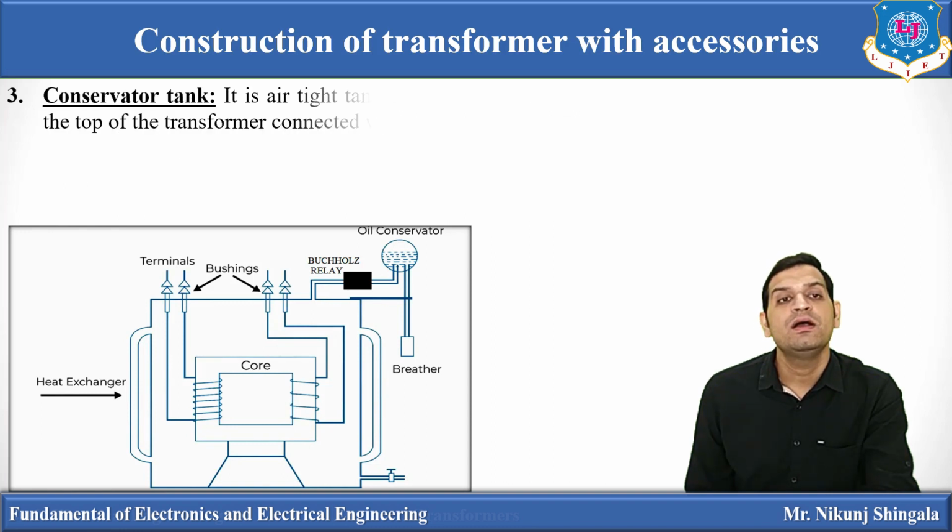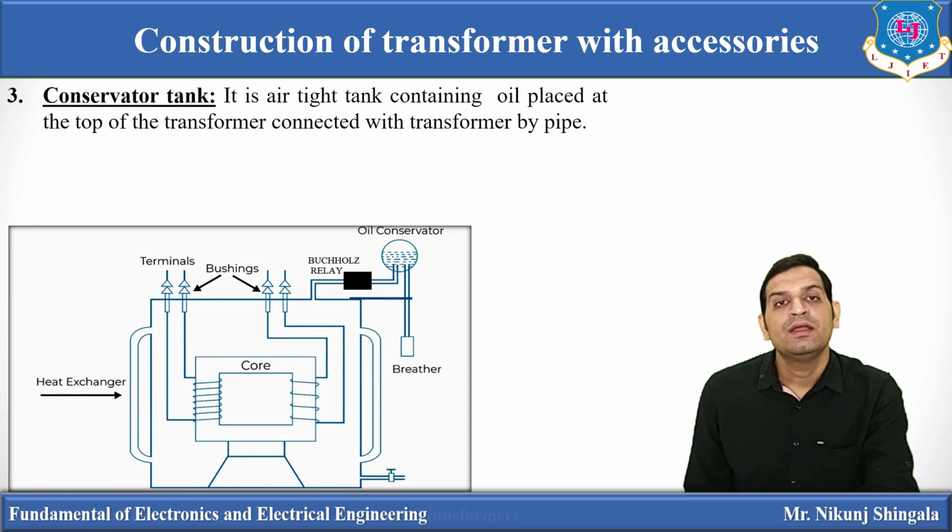The next one is the conservator tank. It is an airtight tank. You can see here it is an airtight tank which consists of oil, and it is placed at the top of the transformer. It is connected to the transformer by a pipe.